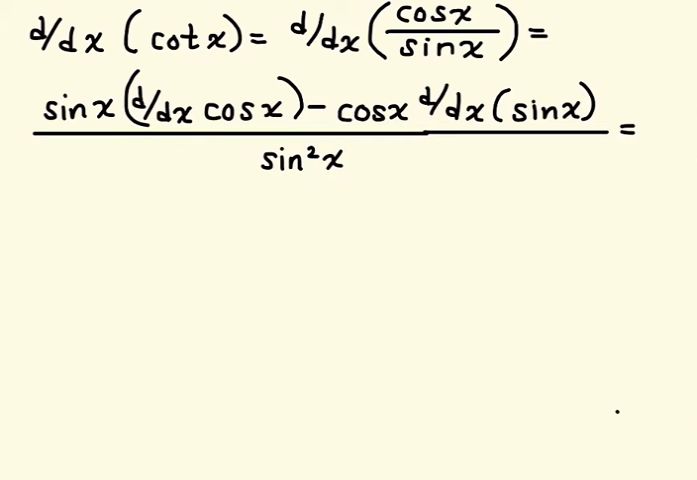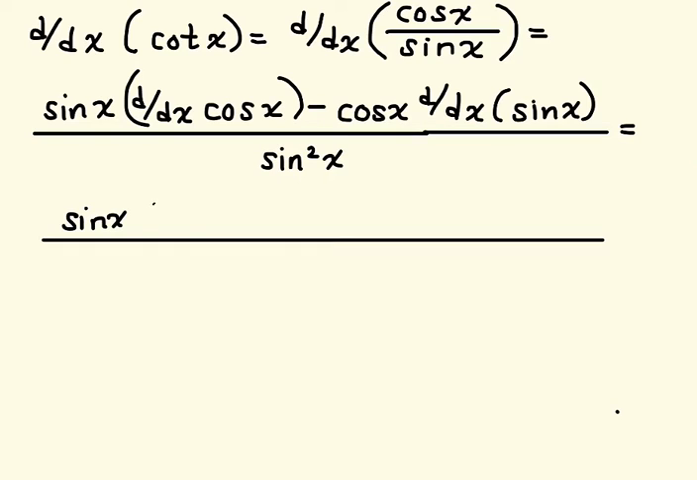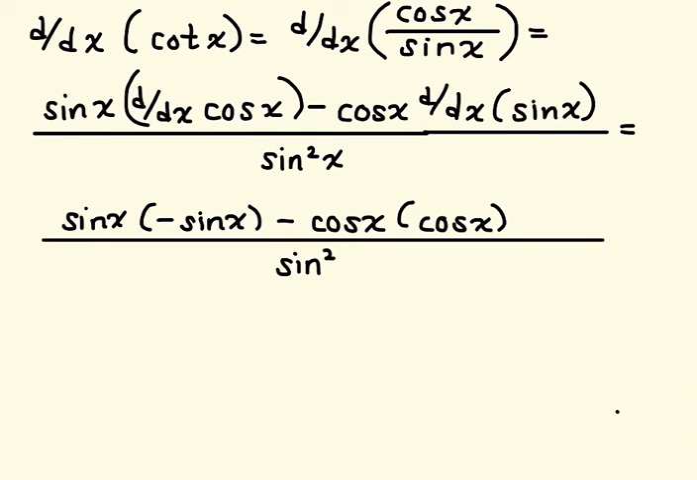Okay, so let's work out what this is equal to. We've got a sine x, and the derivative of the cosine is a negative sine x, minus the cosine of x, and the derivative of the sine is the cosine of x, and this is all over the sine squared x. Okay, and what does this give us?